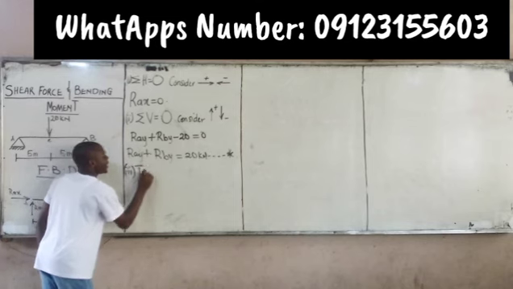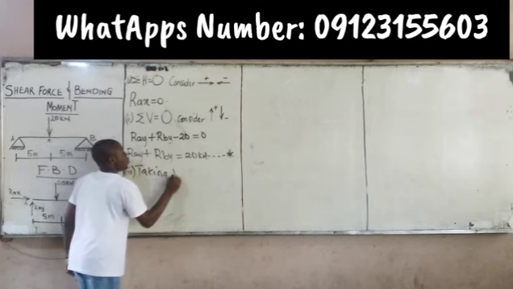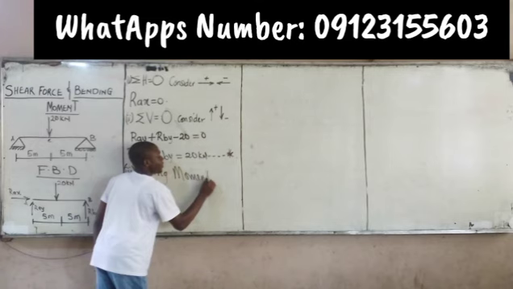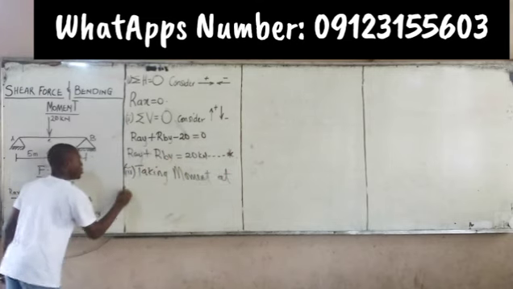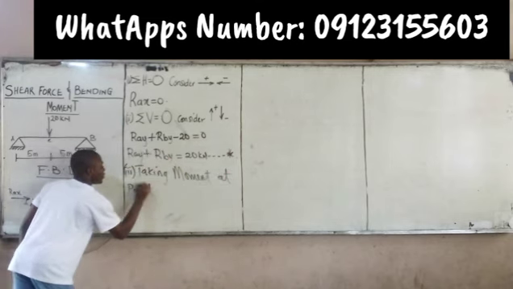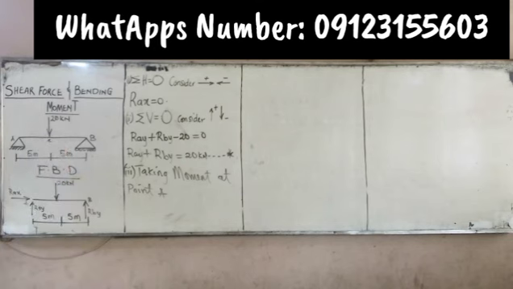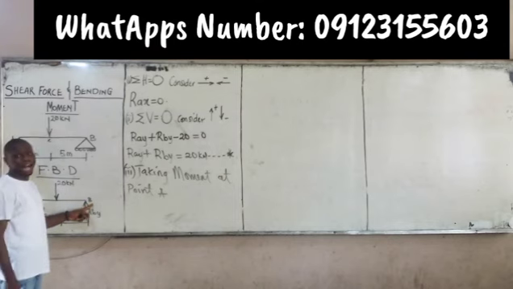Hence, from this diagram now, for the third condition, taking moments at point A. Now listen. I have point A here, point B and point C. Always take moments at a point where you know the action. In most cases, I can even take moments at point B. I'll still arrive at the same answer. So let's start with A.